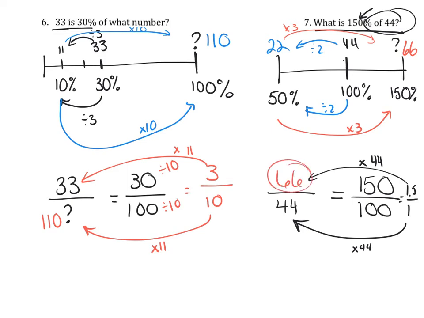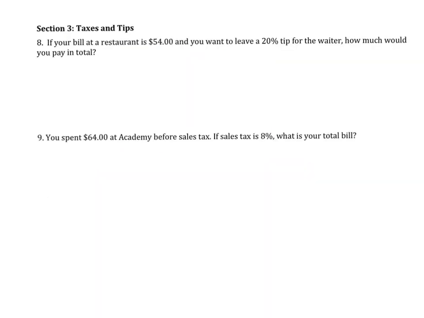On this one. Section 3, we are looking at your taxes and tips. If your bill at a restaurant is $54 and you want to leave a 20% tip, how much would you pay in total? Well, first we'd figure out what's 20% of the $54.